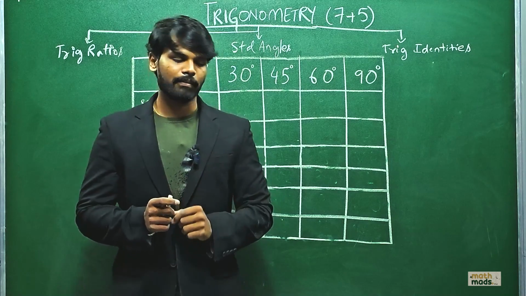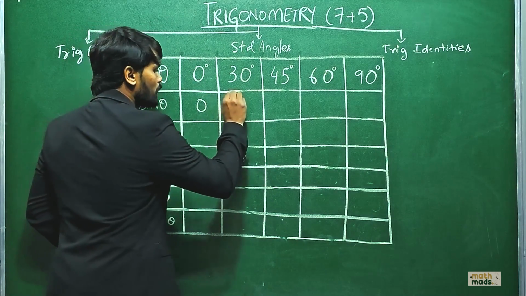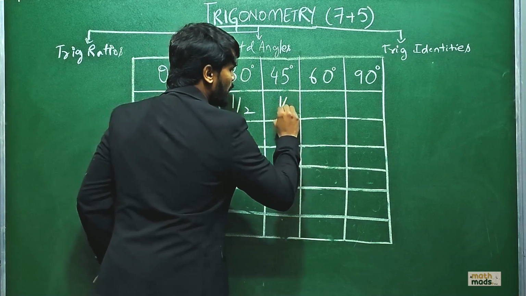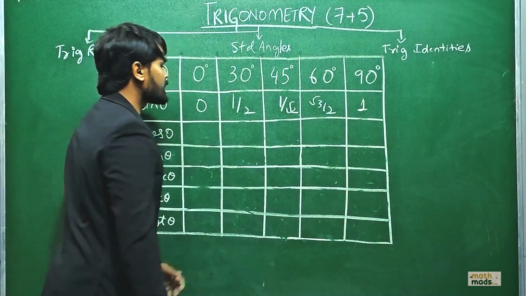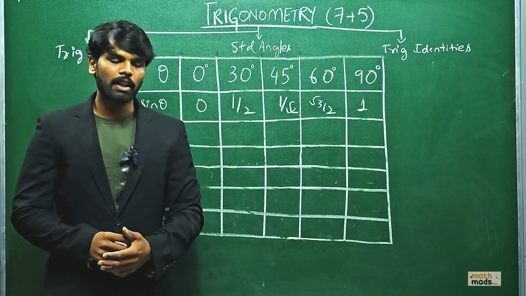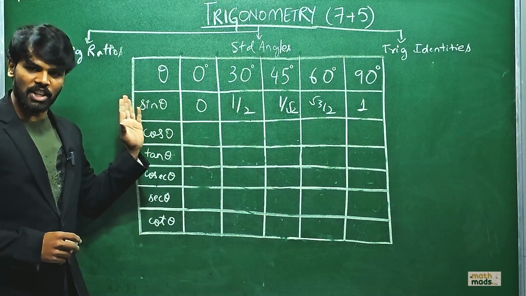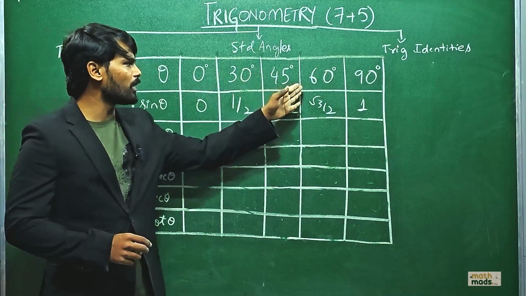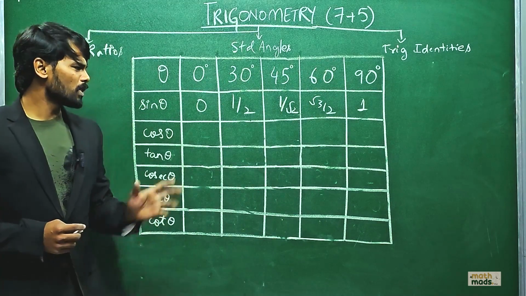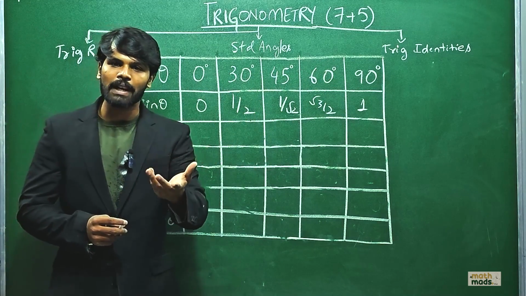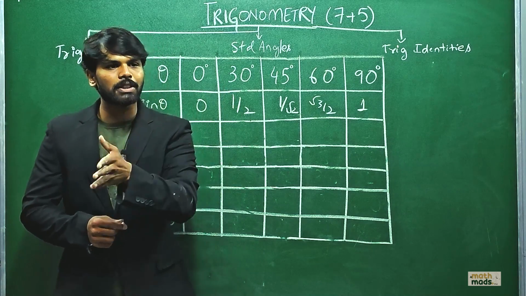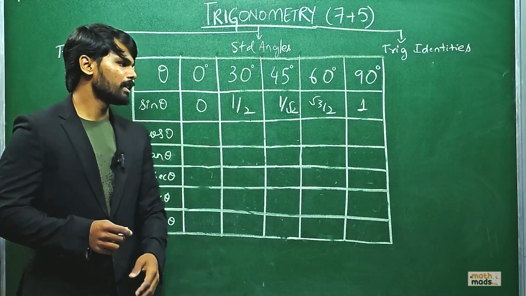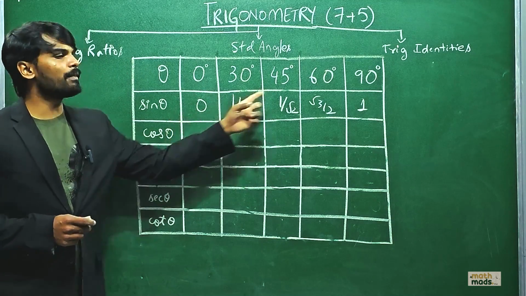Now the second thing, 0, half, 1 by root 2, root 3 by 2, 1. This simple line of values is the values of the ratio sin theta for 0, 30, 45, 60 and 90 degrees. So this line you have to remember. It's easy if you practice 5 to 6 times, you will easily get it. 0, half, 1 by root 2, root 3 by 2, 1. Done. Now, you wrote this line from left to right.